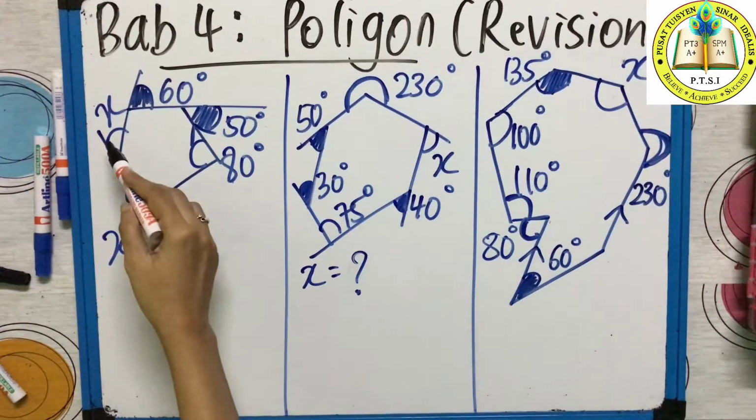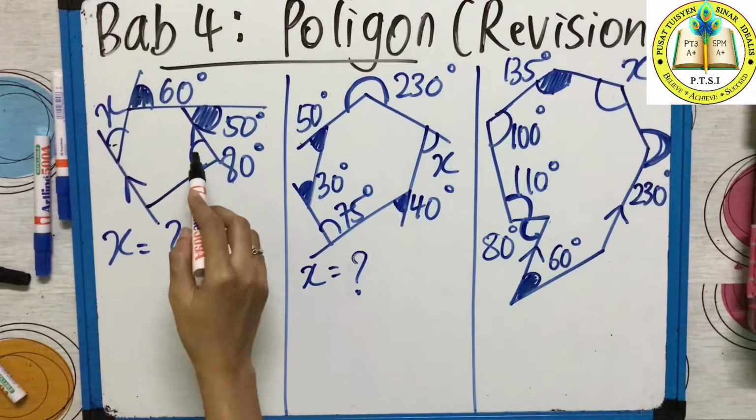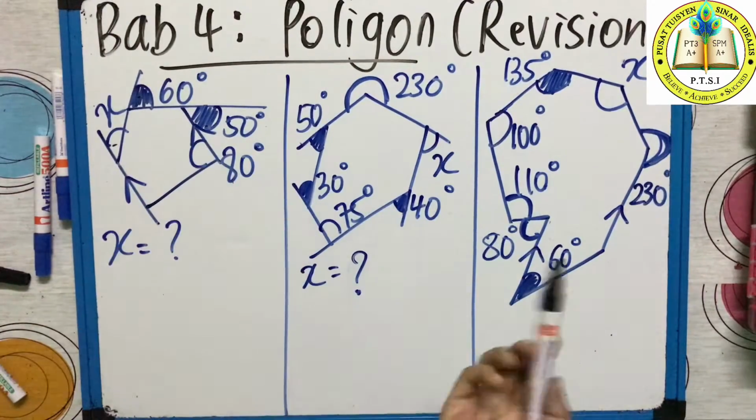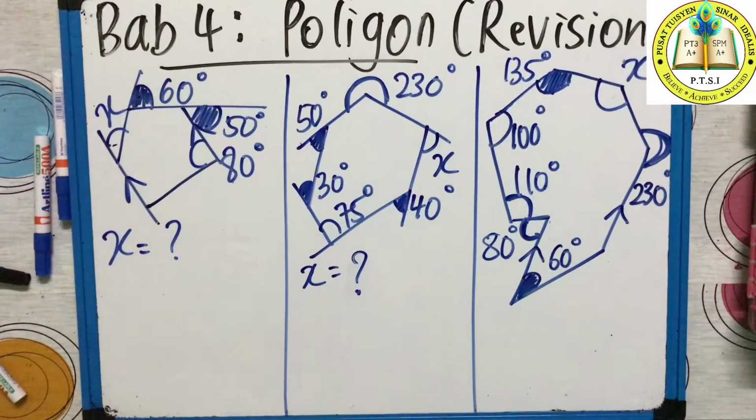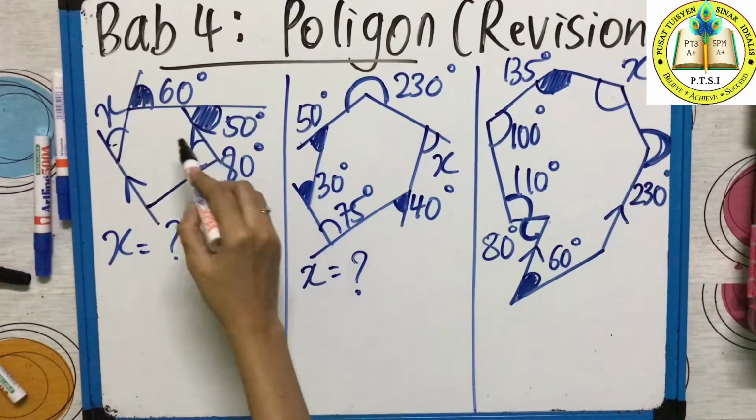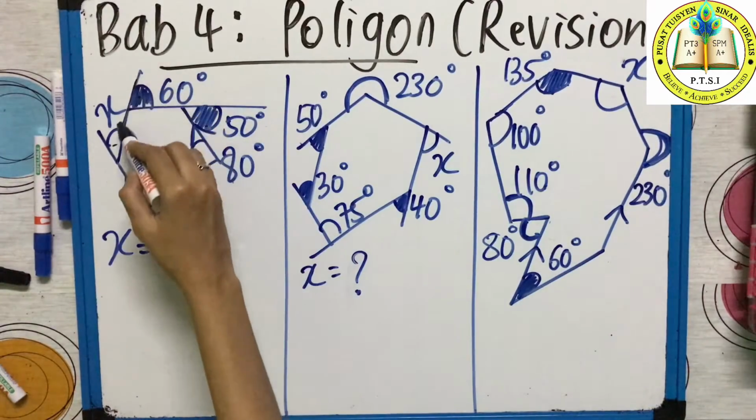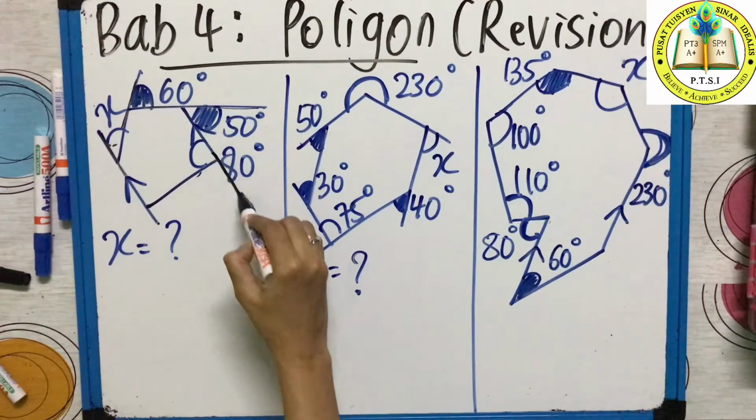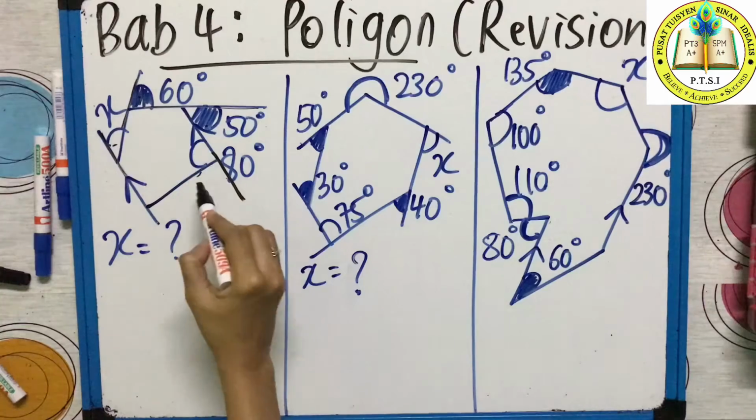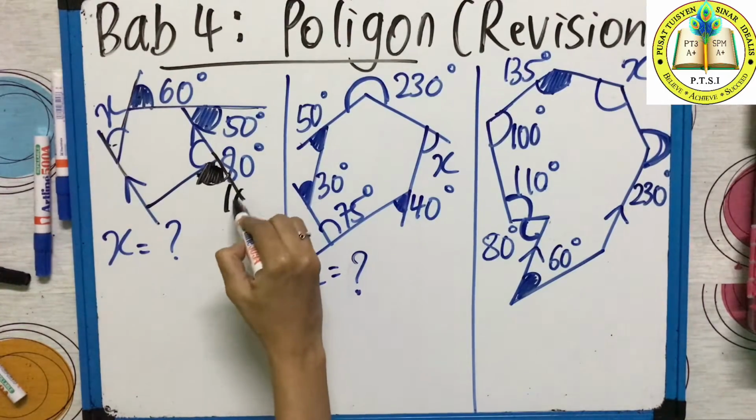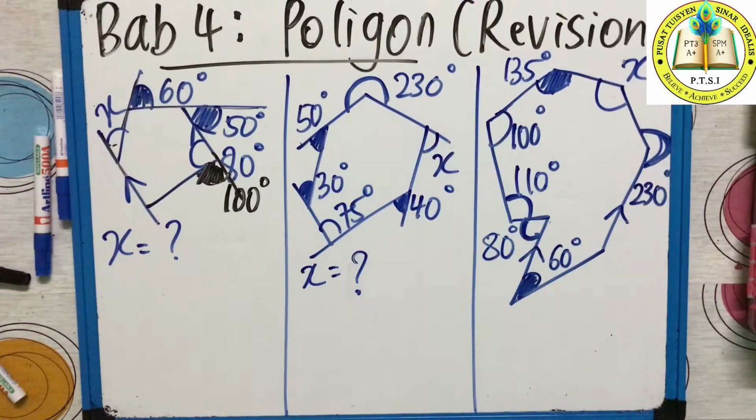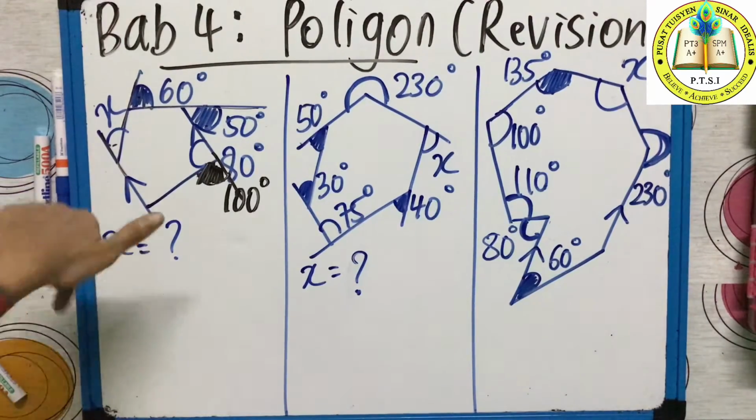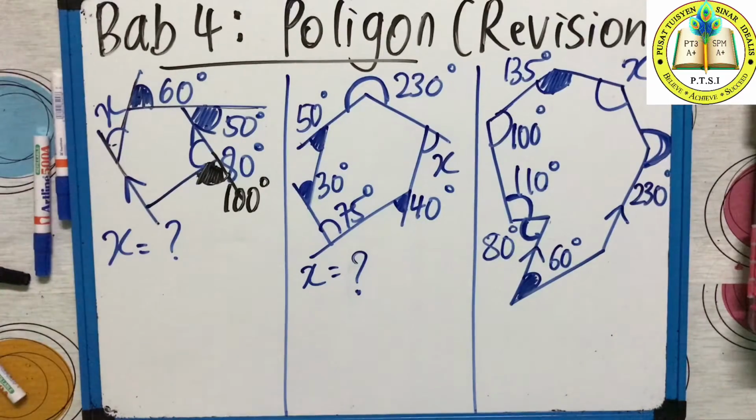So if you see x luar, 60 luar, 50 luar, 80 dalam kan? 80 kamu bawa luar, you bring it out. How will you bring the 80 degrees out? You see here, every angle there you can see there's a straight line. So here also you make a straight line like this. Can you see? So if dalam 80, luar adalah 100 darjah. It's not 360. Because if you see all the polygons, garis tu lurus. So it must be 180 degrees. So here 80, here must be 100 degrees.